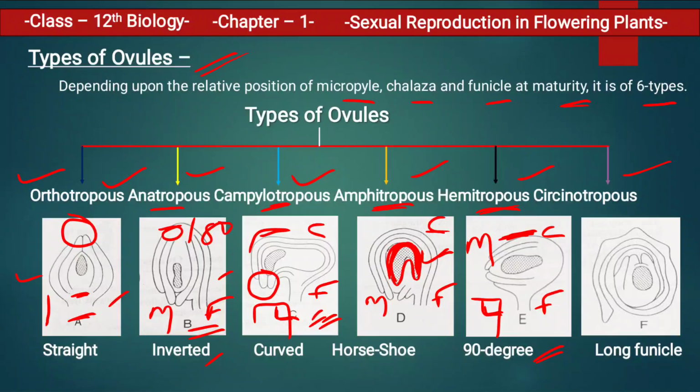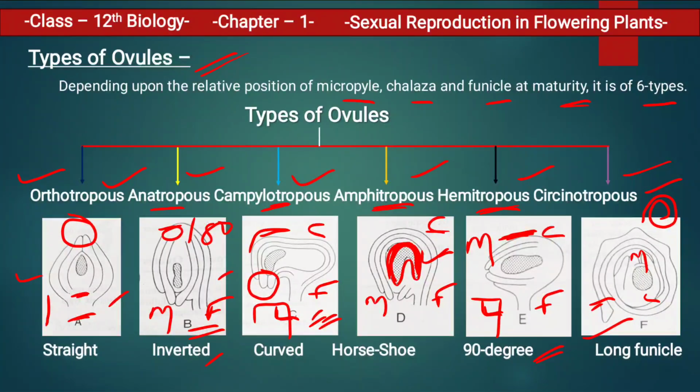Clear? The last one is the circinotropous. In circinotropous, the length of the funicle is very long. Due to this, the funicle encircles the whole body structure like a jalebi. So micropyle and chalaza are present inside the funicle. This type of structure is known as what?